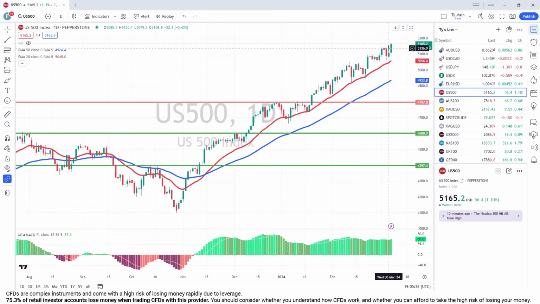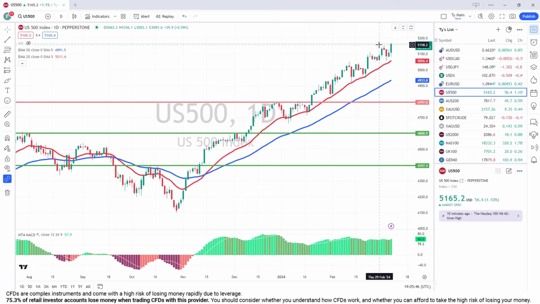If it's a great number, then we could see a break up to 5,200. But if the number is disappointing, then it may track back down to that 20 moving average, which is probably the first point of support. You can see we've got a little bit of support through the price action there as well. We've got 5 candles that have touched the 20 moving average. So that's what I'd be looking for on a pullback.